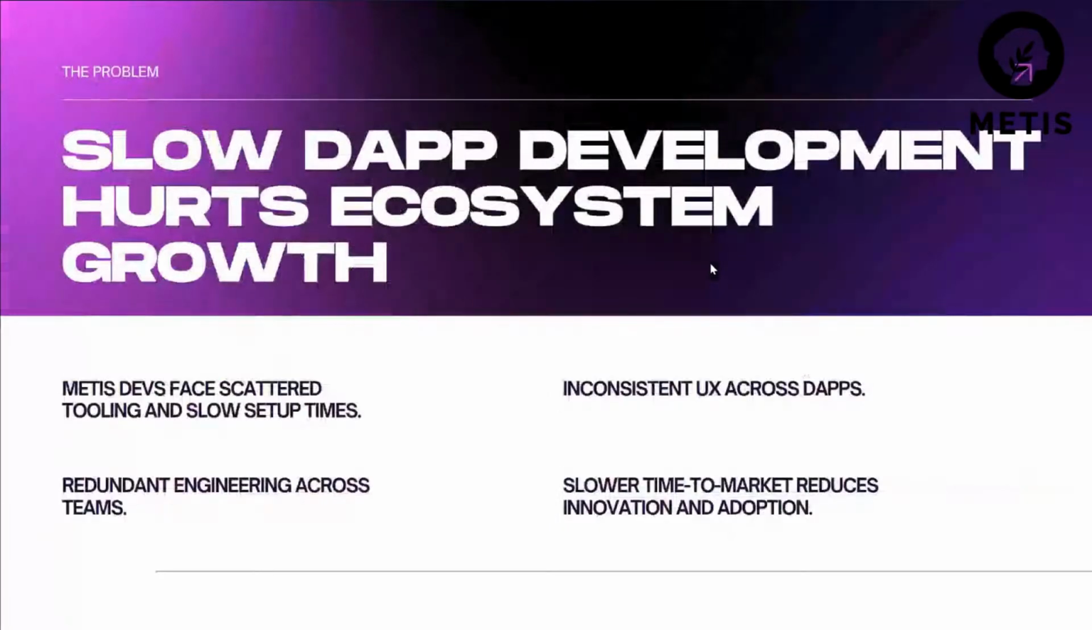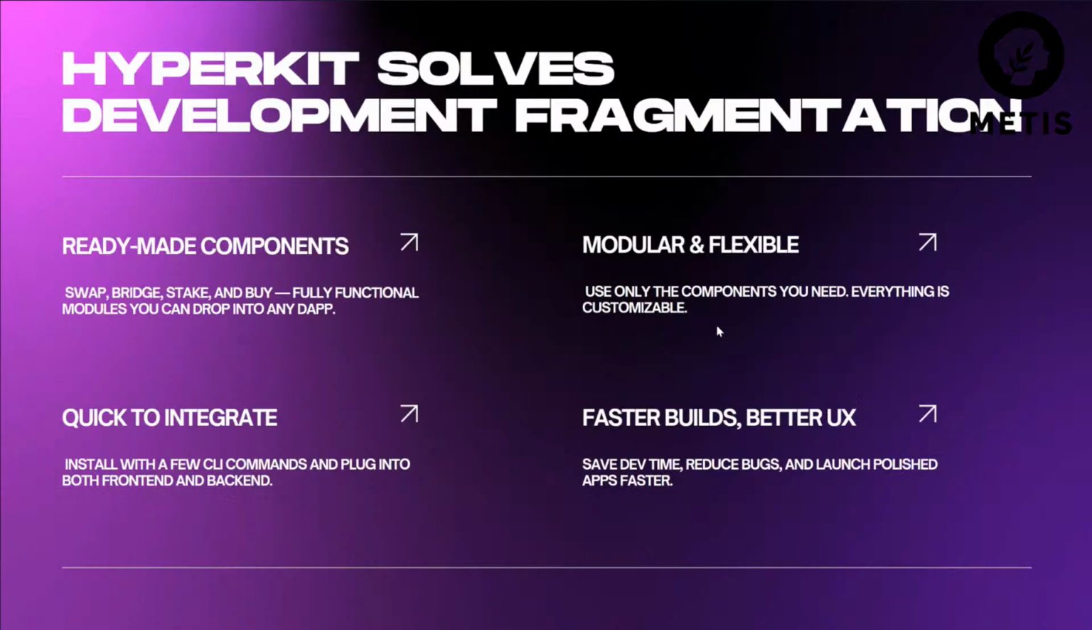Building decentralized applications on-chain is still slow and fragmented. Developers waste time coding the same things over and over again. There's no standard toolkit, so teams struggle with speed and user experience. This slows down product launches and the growth of the Hyperion ecosystem. So with that kind of problem, I present to you HyperKit.